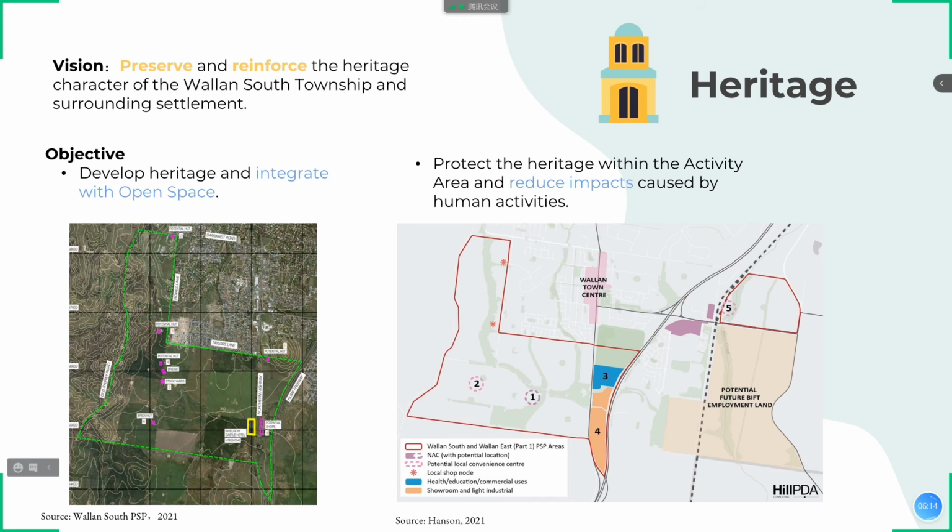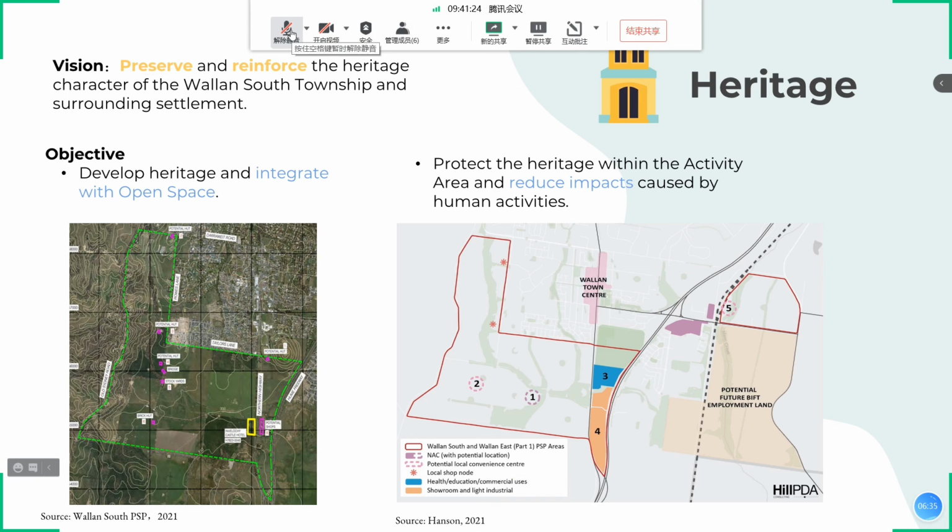There are public green spaces around these two heritages, and the integration of heritage and surrounding public green spaces creates a public heritage park. This can not only protect heritage but also give full play to their cultural value. Both heritages are located in the activity area and close to the activity center, which means there will be a lot of pedestrians around. So objective 2 is to protect the heritage within the activity area and reduce the impacts caused by human activities.